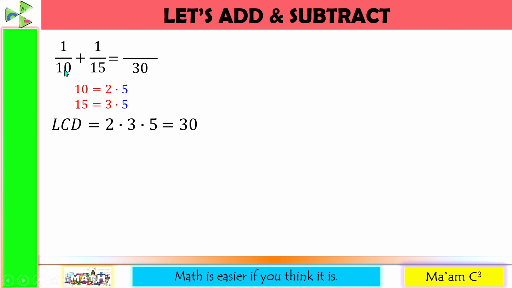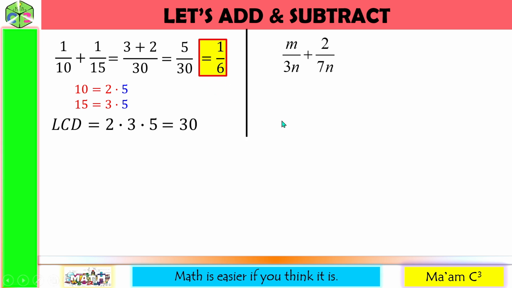30 divided by 10 is 3 times 1 is 3. And then 30 divided by 15 is 2 times positive 1 is 2. And 3 plus 2 is equal to 5. So we have 5 over 30. Now, 5 and 30 are both divisible by 5, meaning I can still express this in lowest terms, and that would be equal to 1 over 6. So this is our final answer. Let us have another one.